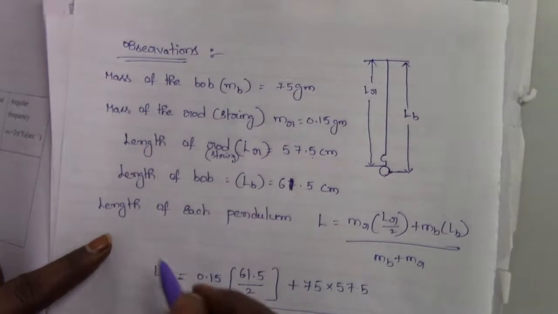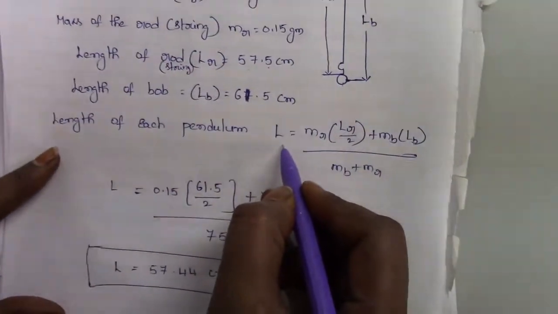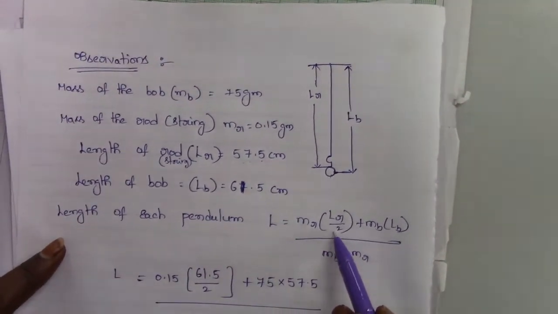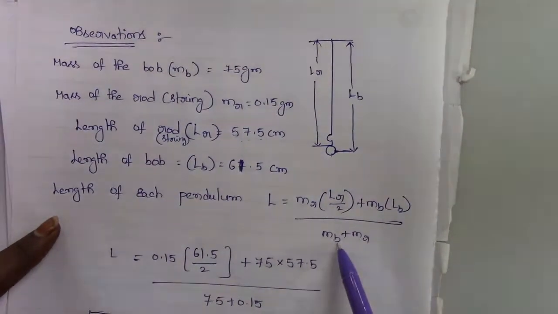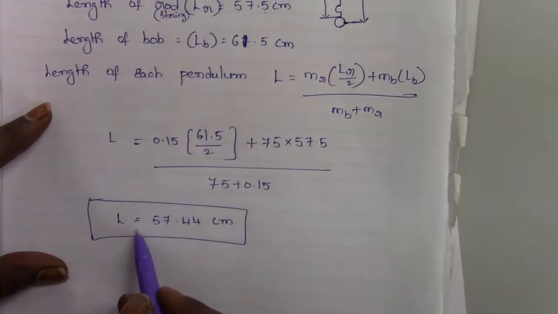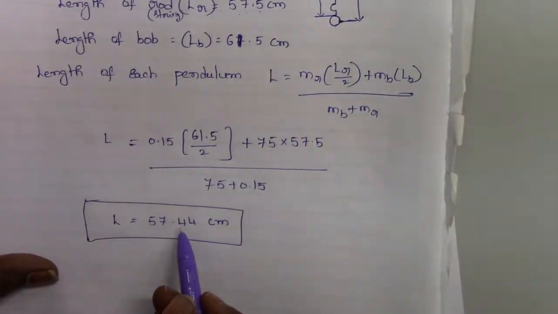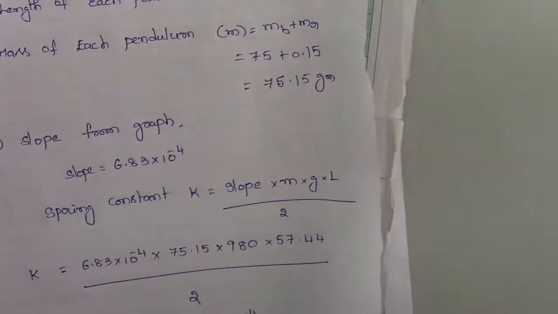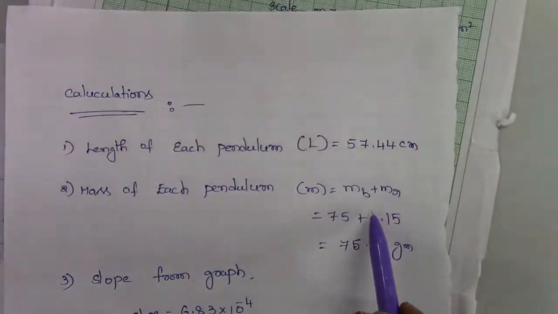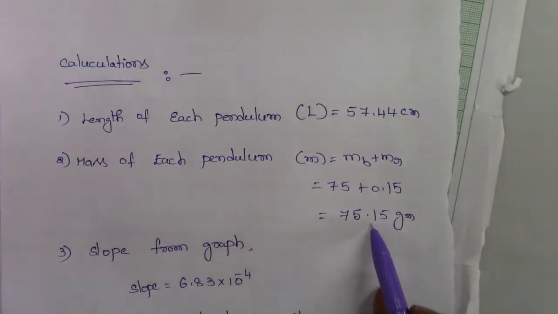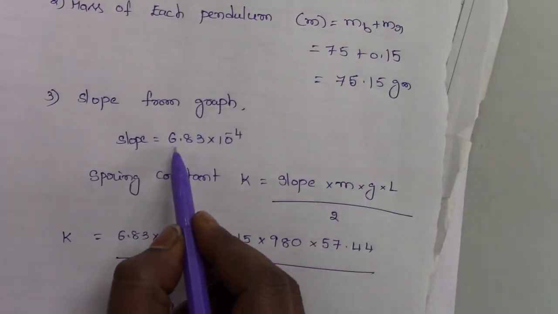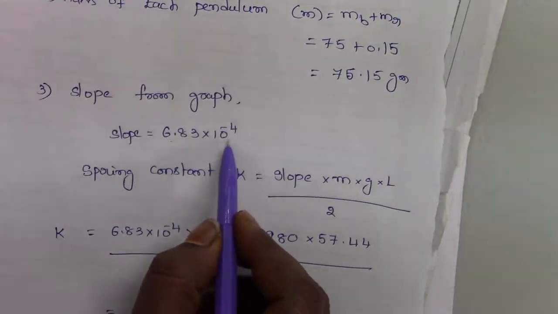So now by using all these things, calculate the length of each pendulum, capital L, by substituting all these values: MR into LR by 2 plus MB into LB, divided by MB plus MR. So after substituting all these necessary values, I got length of each pendulum is equal to 57.44 centimeters and mass of the pendulum is nothing but MB plus MR. So I got M is equal to 75.15 grams. From the graph I have calculated slope 6.83 into 10 power minus 4.